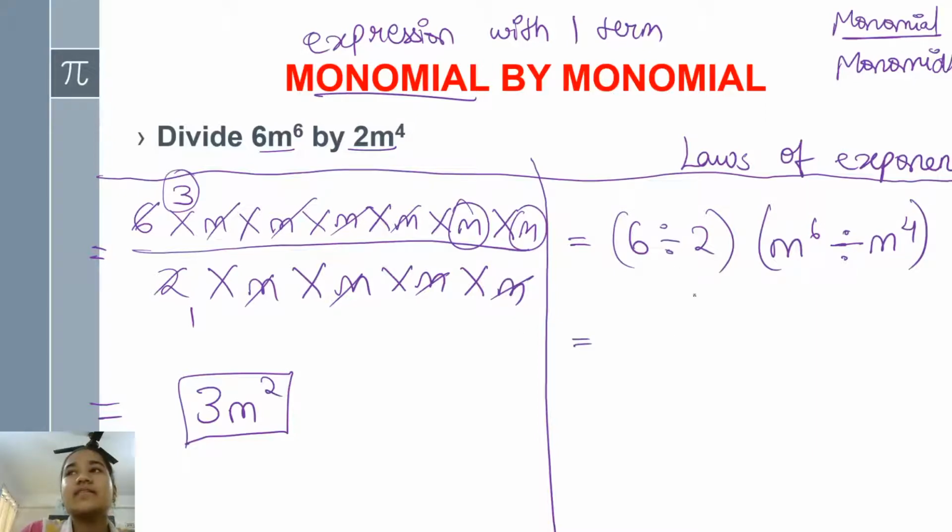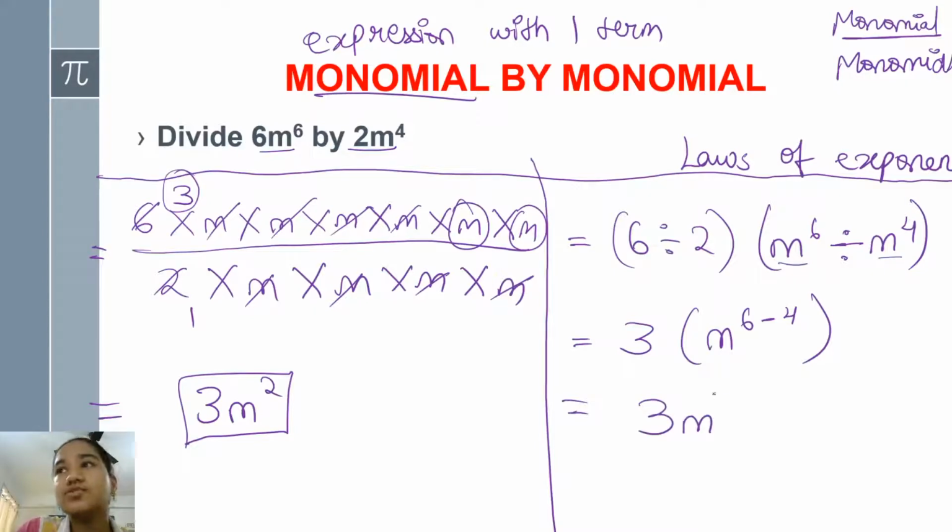Now 6 divided by 2 is 3, you all know. Then m to the power 6 divided by m to the power 4. When the base is the same and a division sign is there, what do we do? Yes, we subtract the powers. And when there is a multiplication sign, we add the powers. And when there is a division sign, we subtract the powers. It is equal to 3m to the power 6 minus 4, which is 3m square. This is it. Doesn't it seem too easy? Whichever process you want to follow, you can do it.